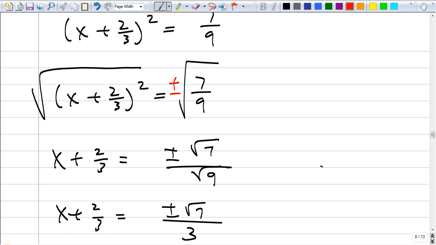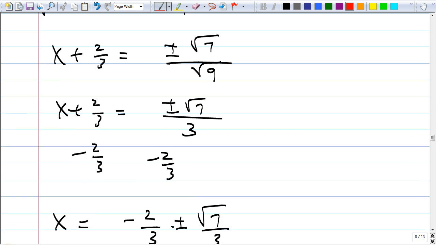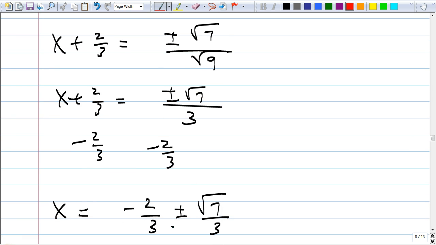Now, Matthew, am I done? What do I do next? Yeah, I subtract 2 over 3. Do you think I should write that after the square root or before the square root? Before. Okay. So I wrote this down as negative 2/3 plus or minus square root of 7 over 3. Is this the best way to simplify or write this, or do you think I should write it as one fraction? One fraction. And thankfully, I have a common denominator.